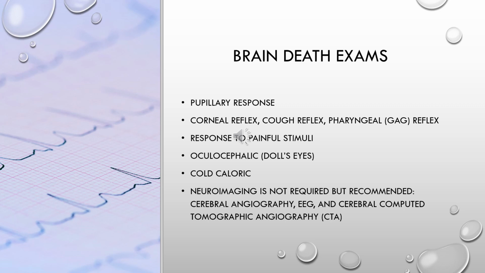Neuroimaging is not required but recommended, like the cerebral angiography, EEG, or the cerebral computed tomography angiography, and that's that CTA. That's like what I talked about, where they'll actually inject dye, kind of like you would for a heart cath. And instead of tracing the blood flow through the heart, they're tracing the blood flow into the brain. And a lot of times on these, like I said, the blood flow will go up into the carotids and then it just stops. So there's really no flow going back into that brain. So that's just another test that they may do.